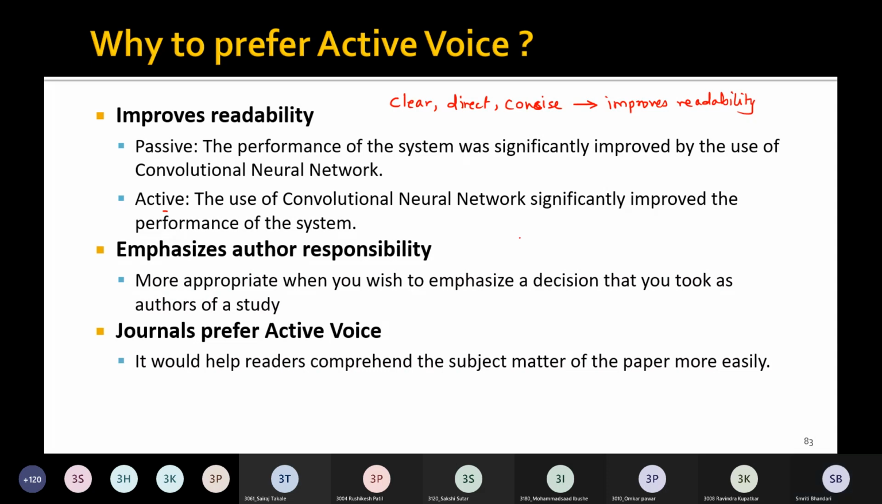Active voice explains things directly, and many times the readers are more comfortable with it, and that is why journal publishers provide guidelines to the authors to write the manuscript using active voice. So this is one more reason why we should go with the active voice. We talked about active voice now, and I hope that all these 3 points are clear.